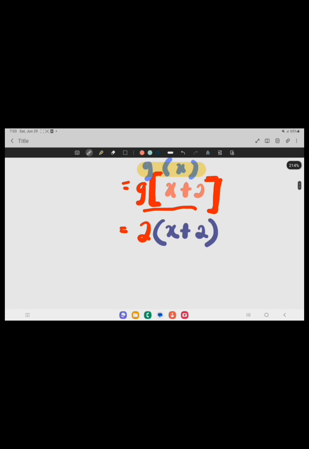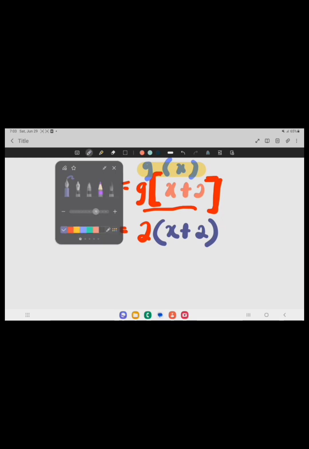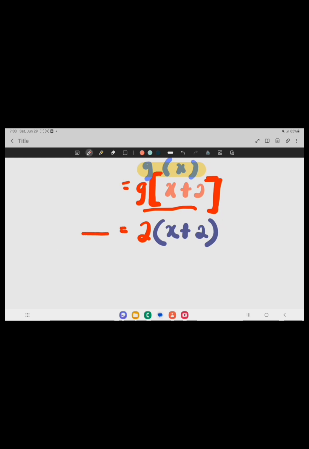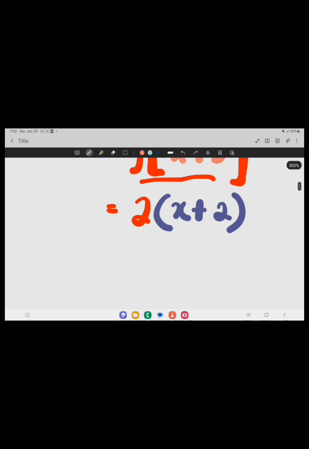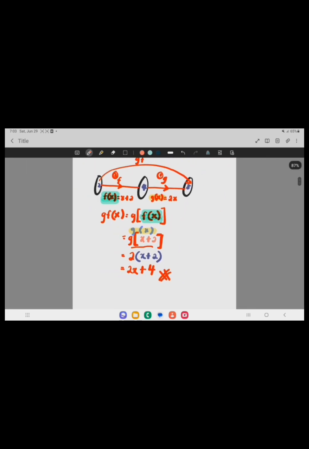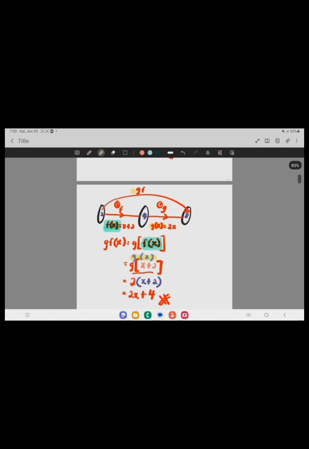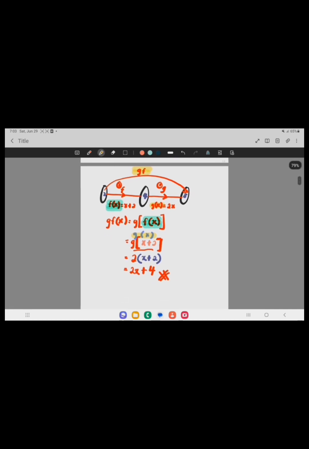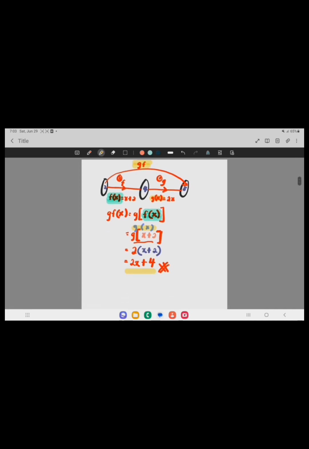Okay, that's it. If g(x) equals 2x, then g(x) plus 2 is supposed to be 2x plus 2 as well, right? So until this step, it involves your maths. The rest is just normal mathematics, okay? So this one you can actually expand: 2x plus 4, and that would be your composite function. So the composite function gf is 2x plus 4.